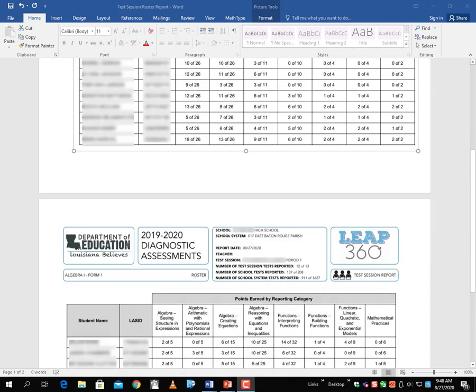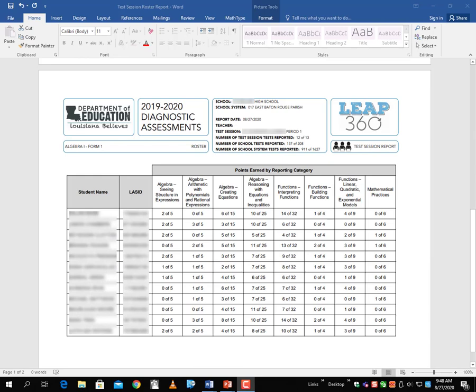Now let's go ahead and look at this one. So let's look at a math one. So this is Algebra 1, and for this test session, there were 13 students. 12 are on this report. So there's one student who either did not complete all sessions, or if they did, the teacher did not score the response. And so again, you have information about the school and you have information about the school system.